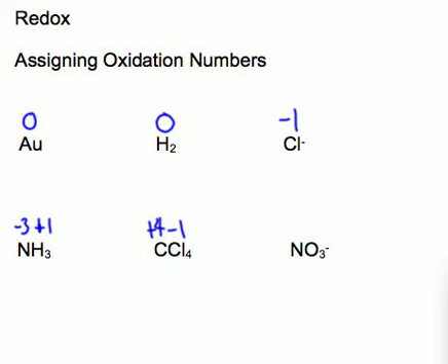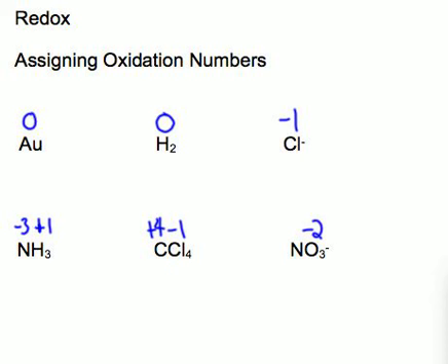Okay, here we have to figure out which element to deal with first, and look at the overall charges. Oxygen has preference over nitrogen, so we're going to assign oxygen's oxidation state first, and oxygen likes to be in a -2 state.